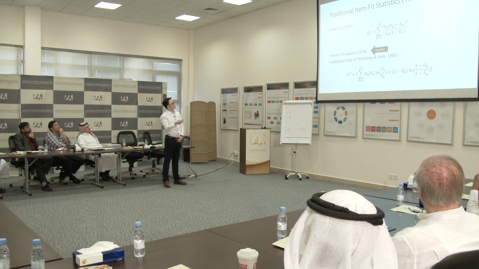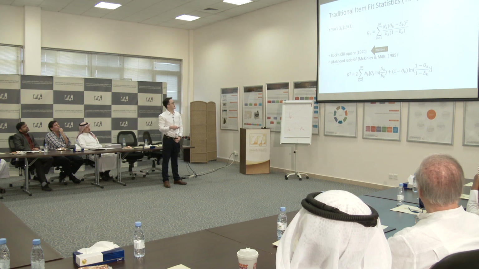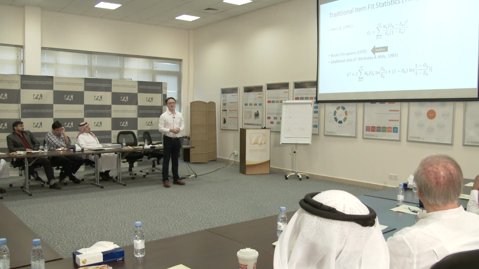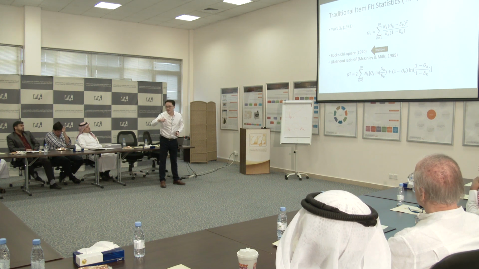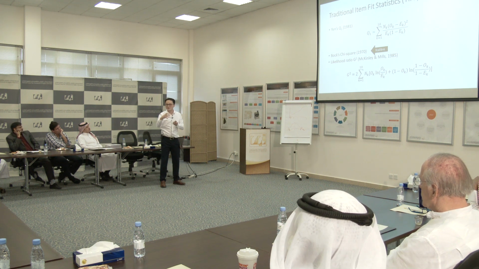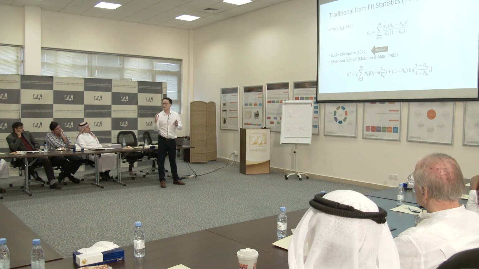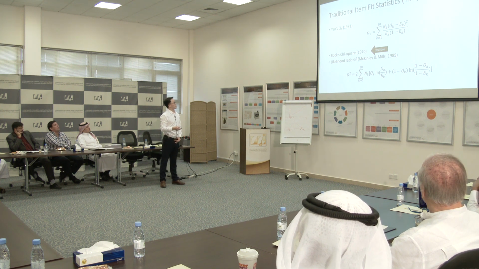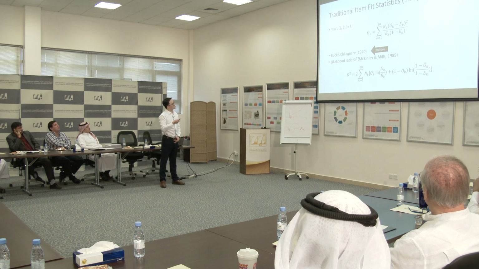Then we have some other similar statistics proposed by others, called G squared, which is also chi-square distributed. But anyway, the whole idea is that we look at the ICC and the empirical response curve and see where the discrepancy is statistically significant. That's the whole idea. So those are what we call the traditional ones.